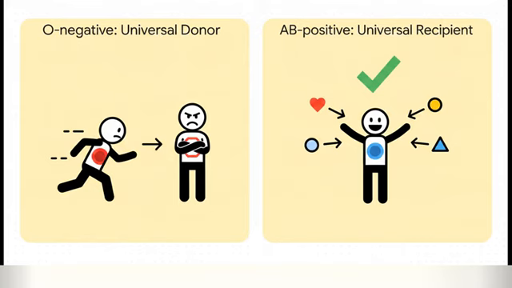On the complete opposite end of things, we have the universal recipient, AB positive. This blood has all the markers, A, B, and Rh. Because its security system is totally used to seeing all of them, it can safely accept all blood types without attacking.